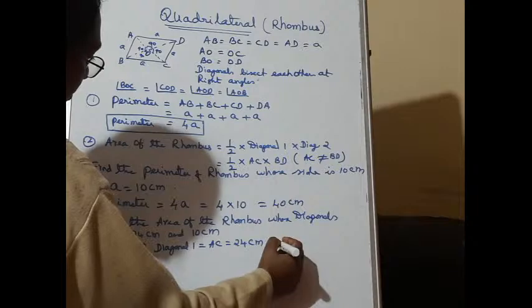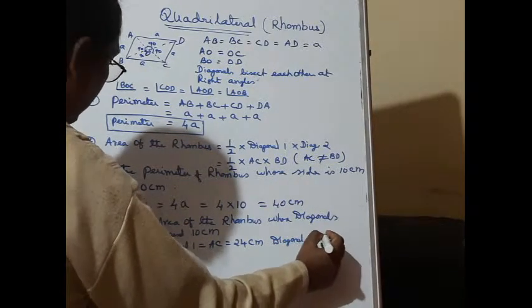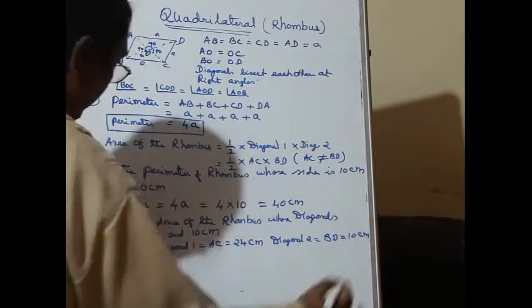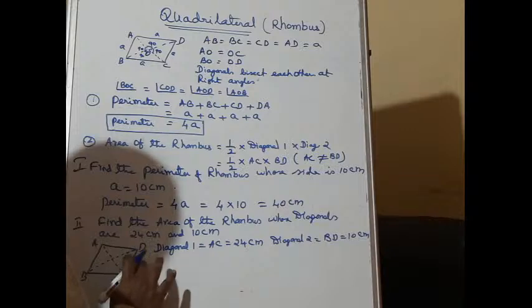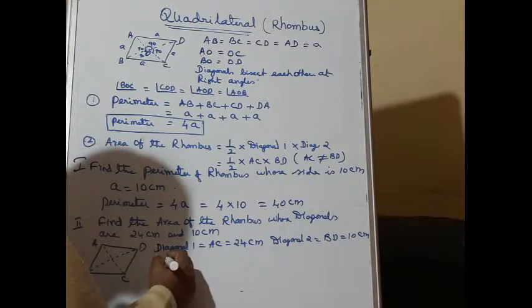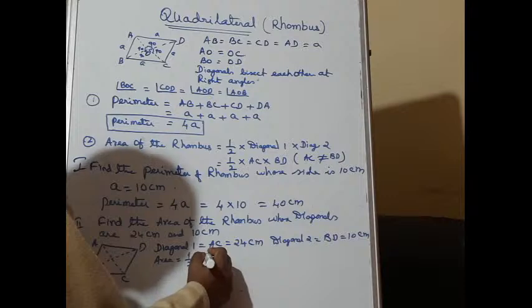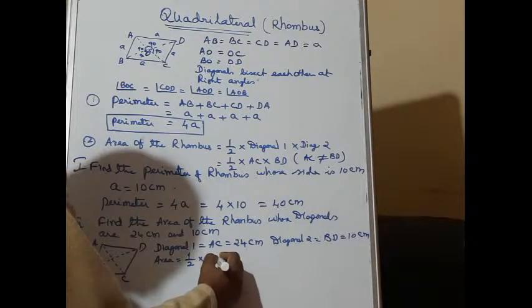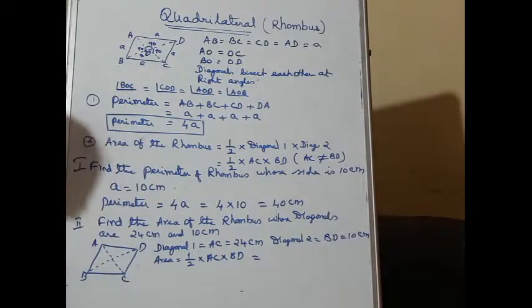Next write diagonal 2, BD equals 10 centimeter. And with the formula, area equal to half into D1 into D2, half into diagonal 1 into diagonal 2, or AC into BD. This is a straight model. Very easy model, 1 mark.